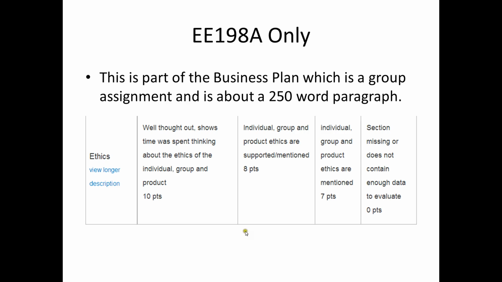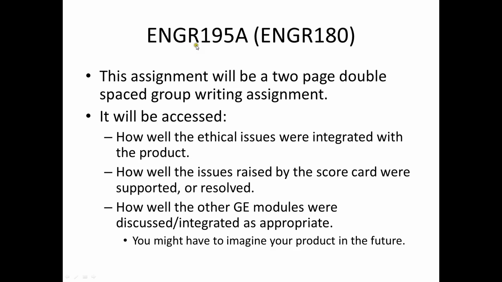Now, right now, this is part of 198A only inside the business plan, and here's the rubric. You can get these notes online, so I'm not going to spend too much time. It's a paragraph of about 250 words, and the business plan is a group assignment. Now, as far as Engineering 195A is concerned, it'll be a 2-page double-spaced group writing assignment, and it will be assessed on how well the ethical issues were integrated with the product, how well the issues raised by the scorecard were supported or resolved, and how well you were able to integrate or discuss the other GE modules in relation to your project.